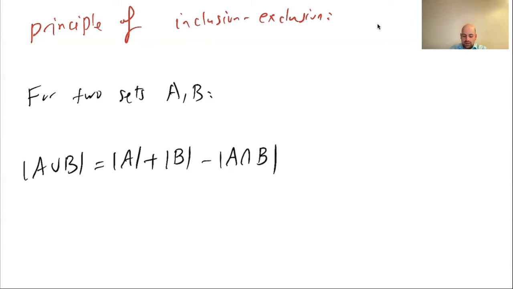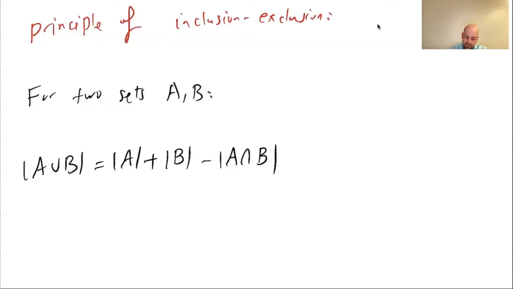So again, the right-hand side, the number of elements in A plus the number of elements in B, counts the common elements twice, one time as part of A, one time as part of B. We subtract the number of elements in the intersection so that we count every element only once.